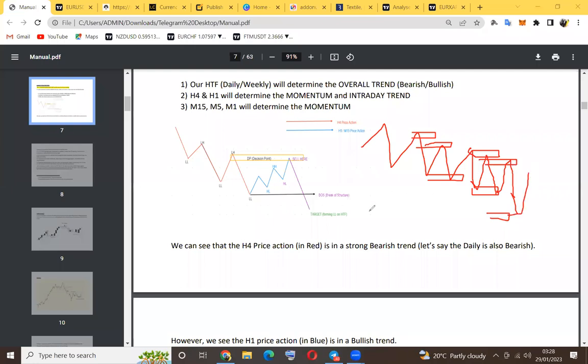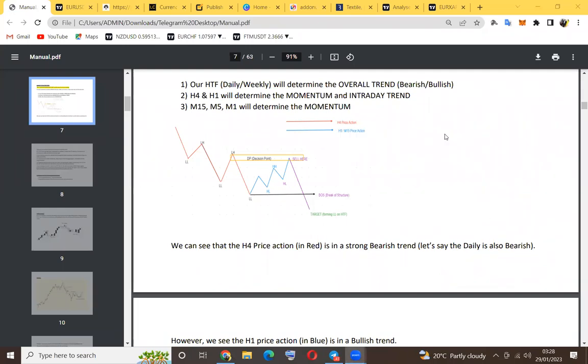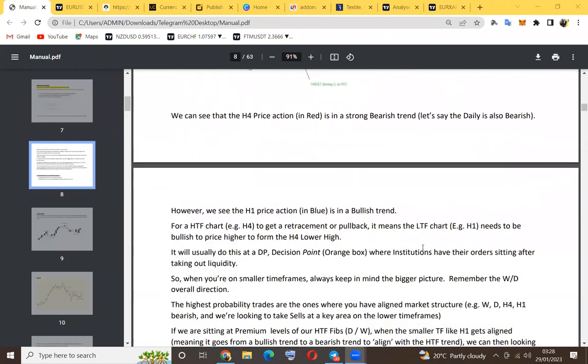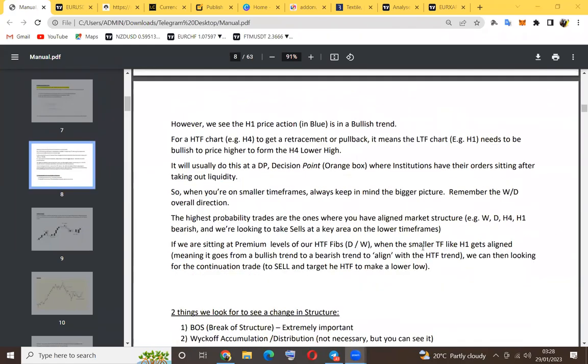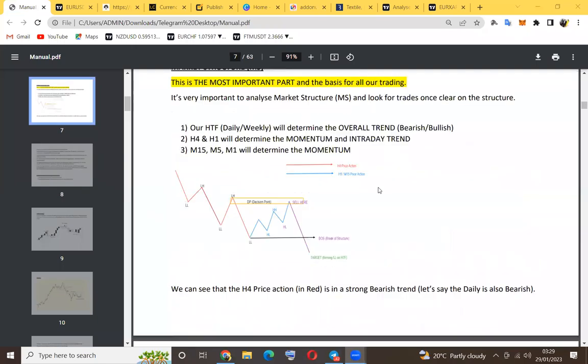So we also have to take into consideration that all the decision points that we have must be in correlation with the trend. So all decision points that we have must be in correlation of the trend. So where institutions have their orders sitting after taking out liquidity. So decision points are points whereby institutions have their orders sitting after taking off liquidity.